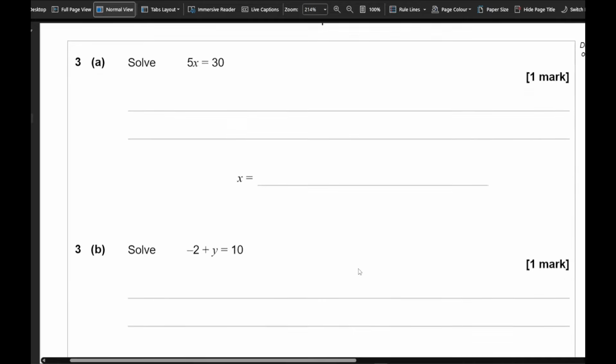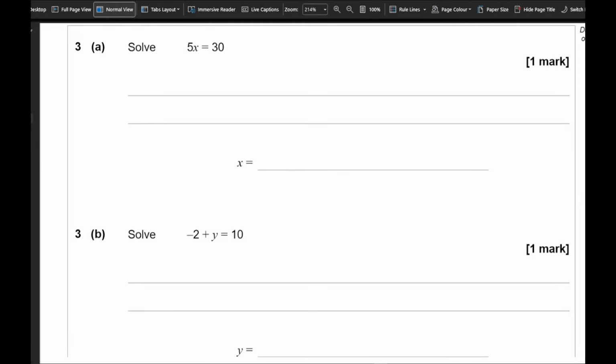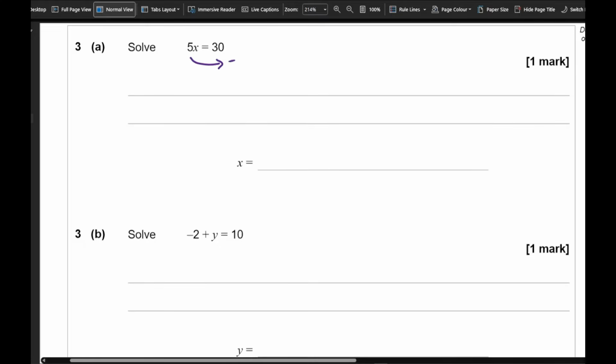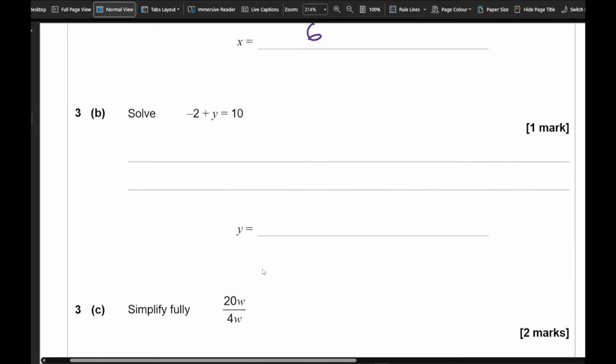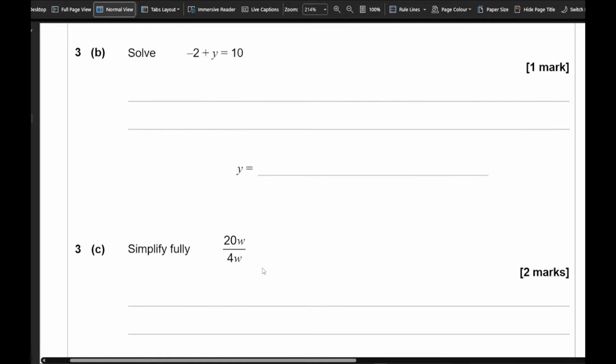Moving on to question 3a, it says solve 5x equals 30. So we're trying to get x by itself, so what's the 5 doing? It's multiplying, so the opposite would be to divide by 5, and 5 goes into 30 6 times. Then for 3b, it says solve minus 2 plus y equals 10. So for this we take the 2 over by adding 2, in which then I've got y equals 12.